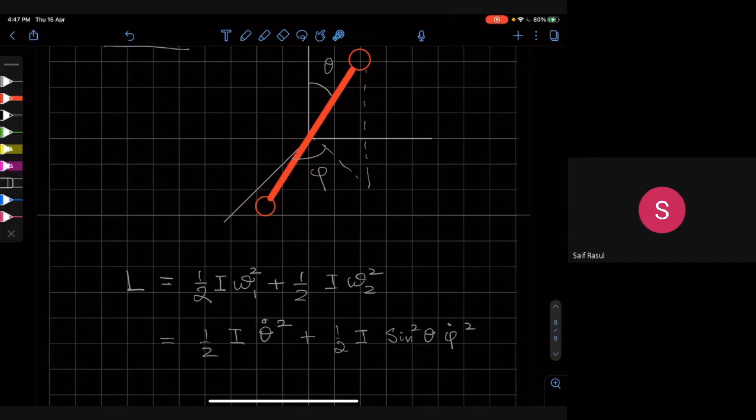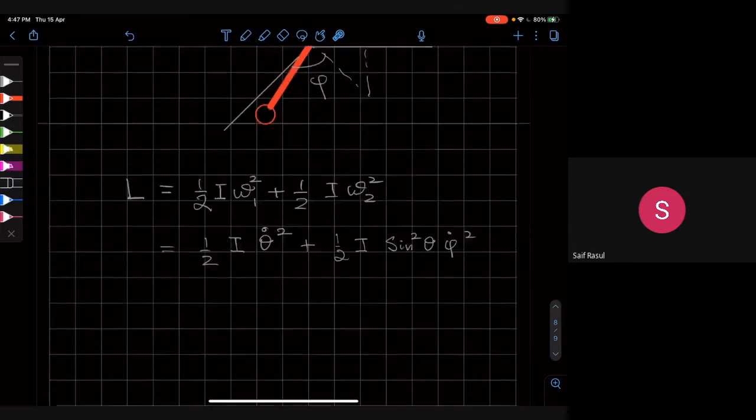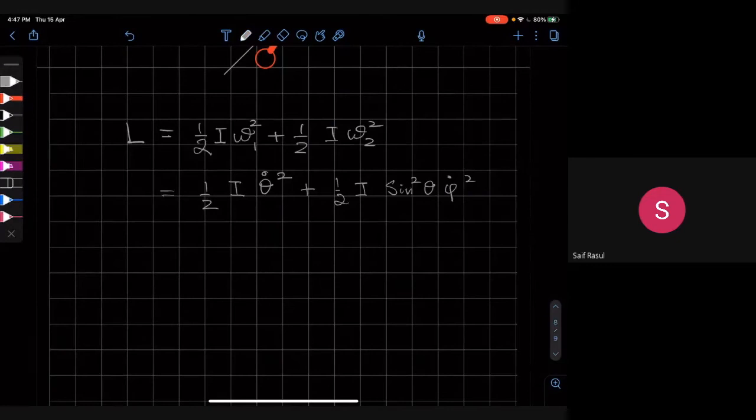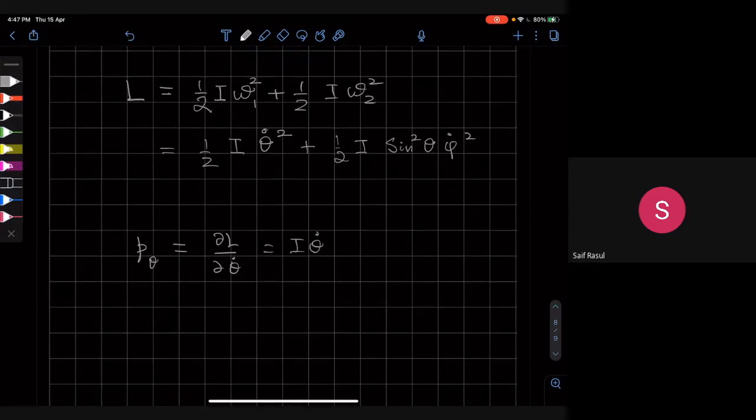So I wrote down the Lagrangian because it's easy to do that as a first step before we move on to the Hamiltonian, because the Hamiltonian should be expressed in terms of the canonical momentum. So what are the canonical momenta? For theta, the canonically conjugate momentum would be given by this formula, and this is nothing but I theta dot. And the momentum canonically conjugate to phi should be given by this thing, and this is going to be I sine squared theta phi dot. Okay, so this just comes from the definition of the canonically conjugate momentum.